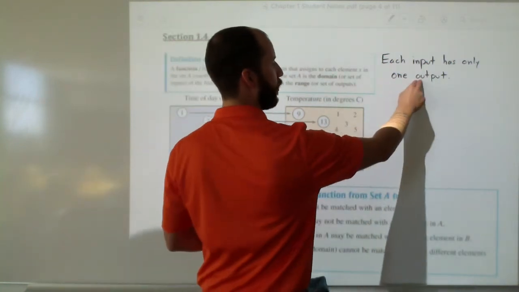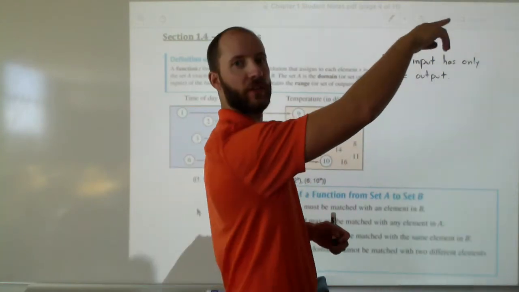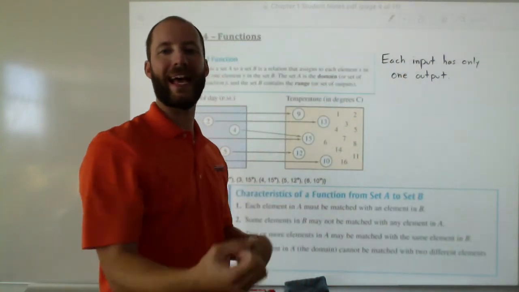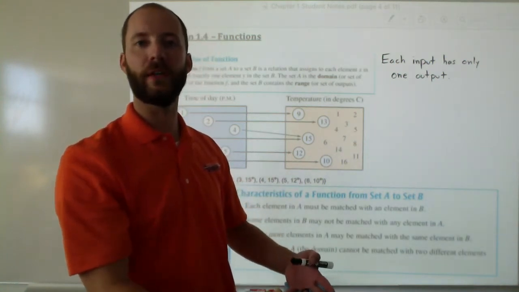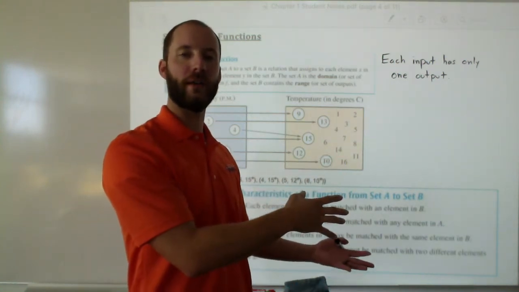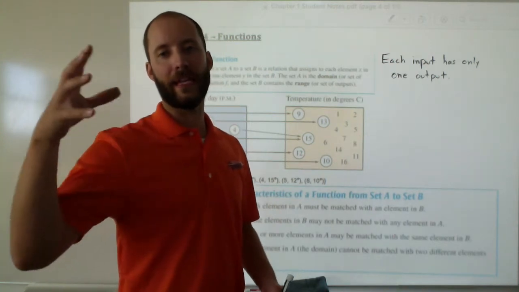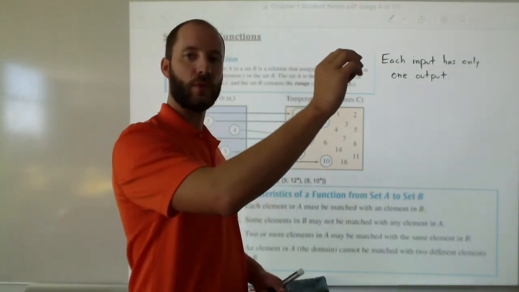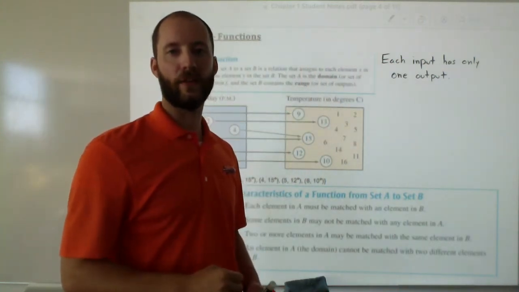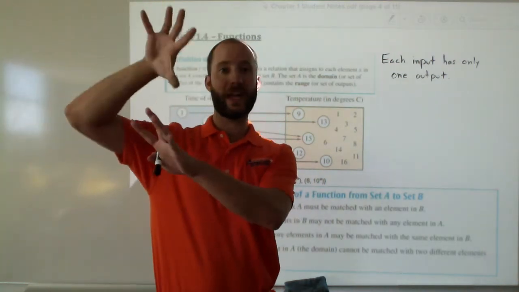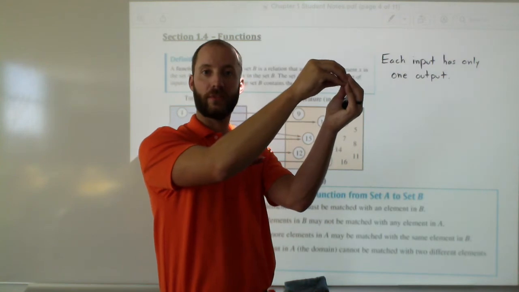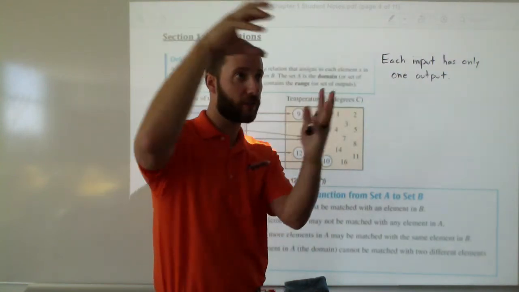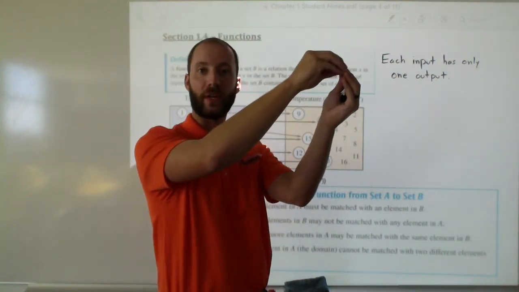Now, that output can go to a bunch of different inputs, okay? Maybe every single input has the same output. That's fine, as long as each input only has one corresponding output. Each domain value goes to only one range value. And all of your domain values can all go to the same range value, same output. They can all converge on this one piece, okay?